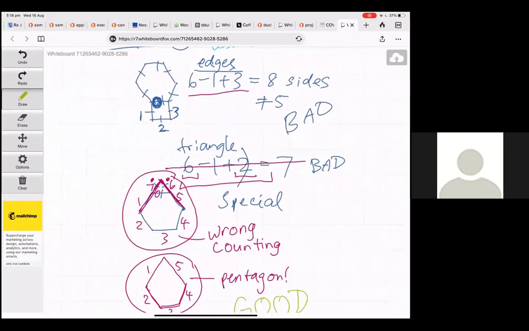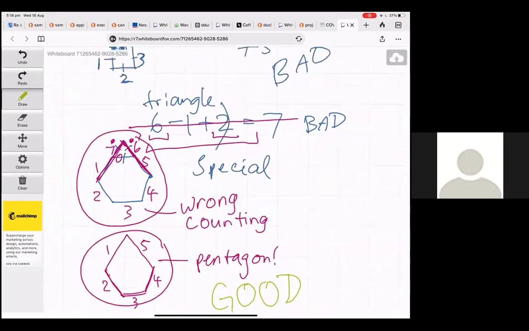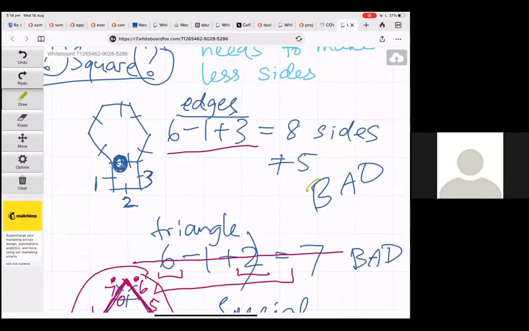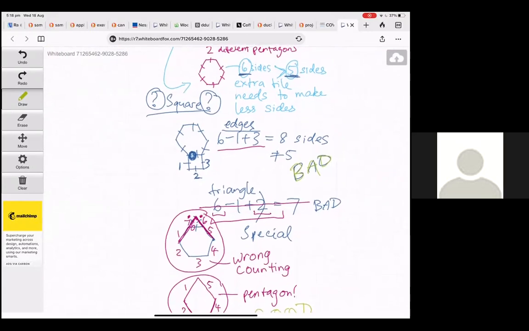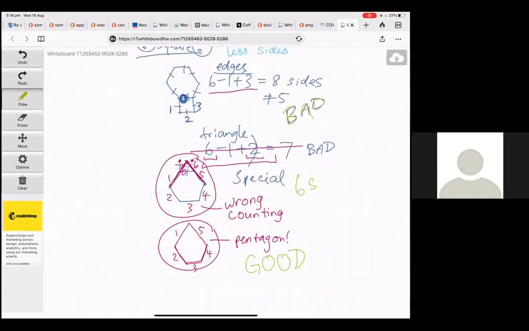Anyway, okay. So let's compare that to the square side. Why was the triangle good and why was the square bad? What's the difference? Remember we tried to go from more sides to less sides? So we went from 6 sides, and then when we added the triangle, we went to 5 sides. How did that happen? How can you go to less sides by adding a shape? Anyone know? How did I go to less sides by adding one shape?